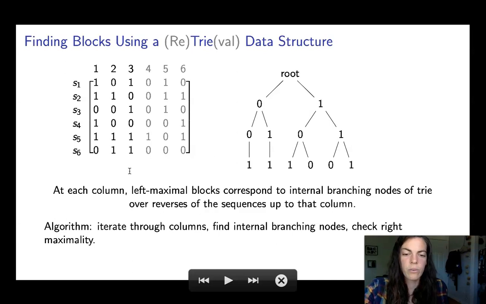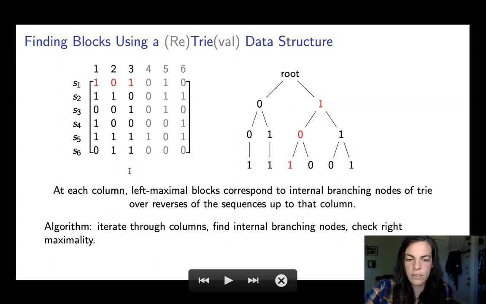At the third column, we have no more repeated sequences, so we have a unique leaf for every sequence in the trie. Again, we can show that we added the path 1, 0, 1 for the first sequence, and the path 0, 1, 1 for the second sequence.